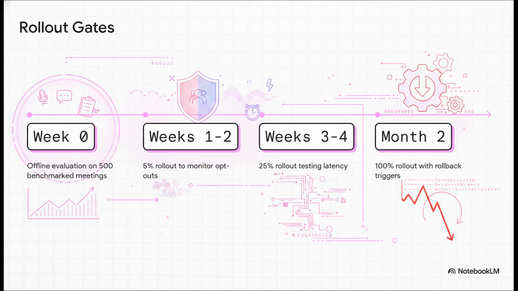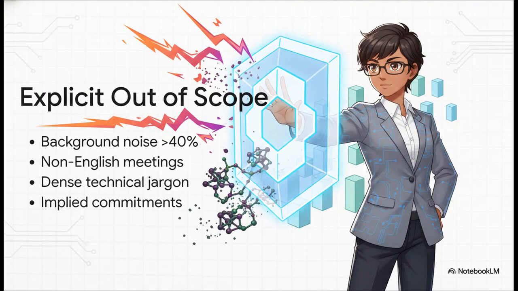Crucially, your spec must include rollback triggers for that final 100% rollout. For instance, if the user correction rate exceeds 35% in live production, an automatic 4-hour rollback to the previous model version is instantly triggered. Finally, the blueprint demands an explicit out-of-scope section.